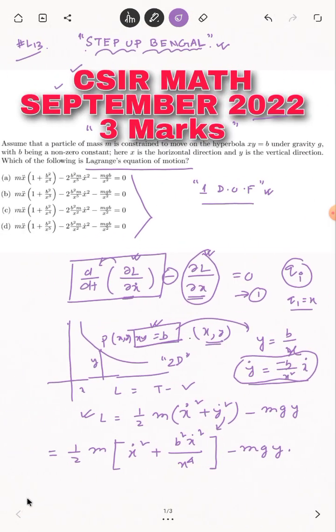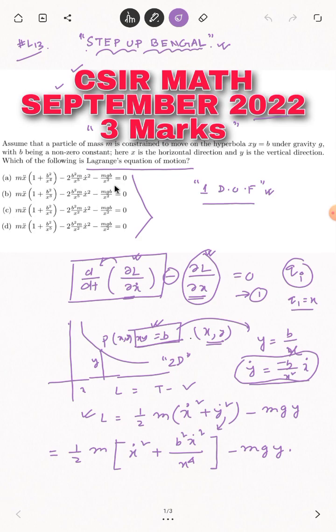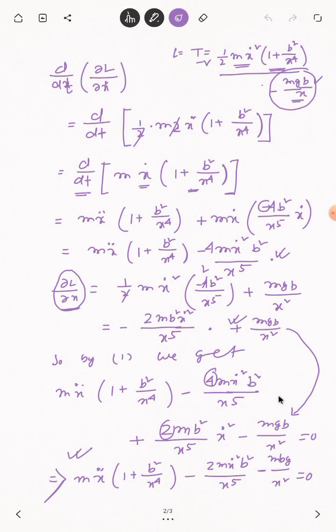Now take a look at the fact in which option it is given. See, in all the options mgb by x square is common, so we should neglect that in the exam hall. This portion is not of much importance, so we can just erase this portion and calculate the remaining thing to save time in the exam hall. But for the sake of simplicity, so that everyone can understand, I showed it once, but in the exam hall I can neglect it.